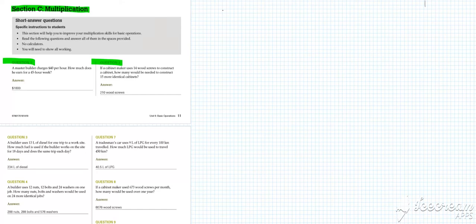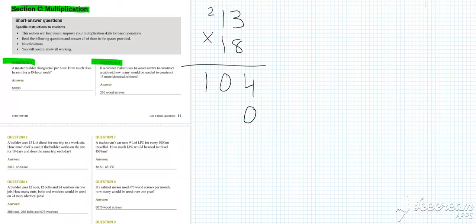Okay, so we're going to move to question 3. So we've got 13 litres of diesel for the trip, and he's doing that for 18 days. So I'm going to multiply them together. So I'm going to go 8 times 3 is 24. 8 times 1 is 8, plus the 2 is 10. I'm going to put my place value. Then I'm going to go 1 times 3 is 3. 1 times 1 is 1. I'm going to add those together, and I'm going to get 4, 3, and 2, and that's my answer.